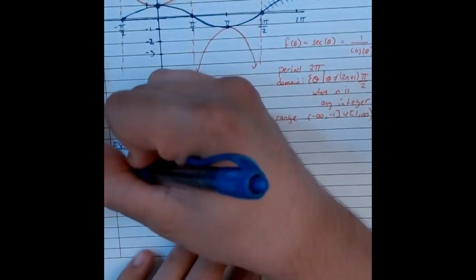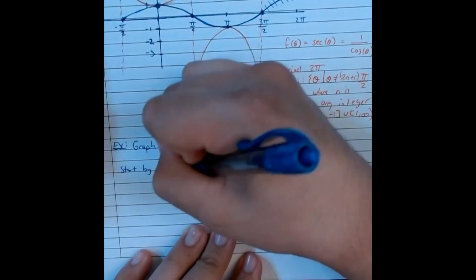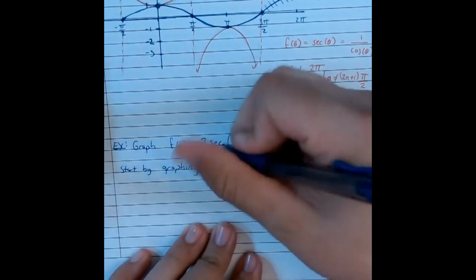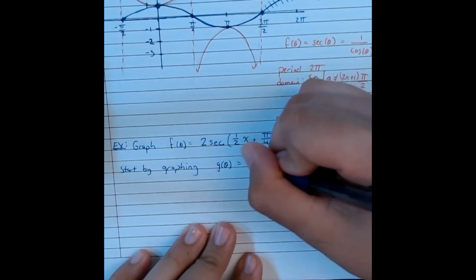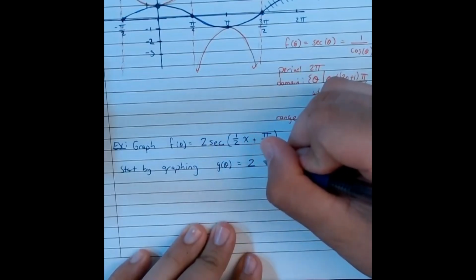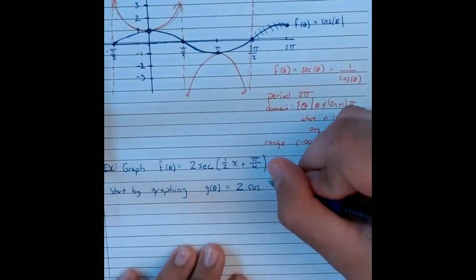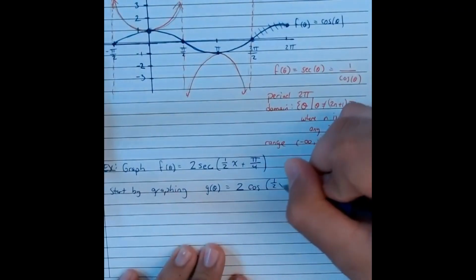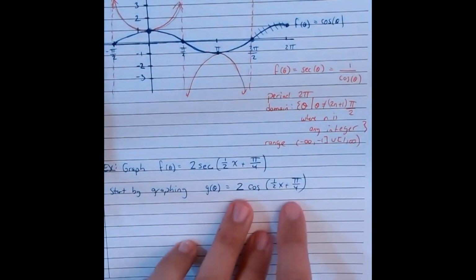So here we're going to say, okay, let's start by graphing, let's give this a different name. Let's call this g of theta is equal to 2 times the cosine, and again, cosine and secant are reciprocals, that's why we're using this one, 2 times the cosine of 1/2 x plus pi over 4. Okay, well, we know how to graph that.